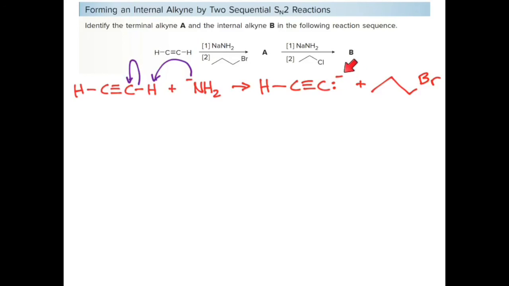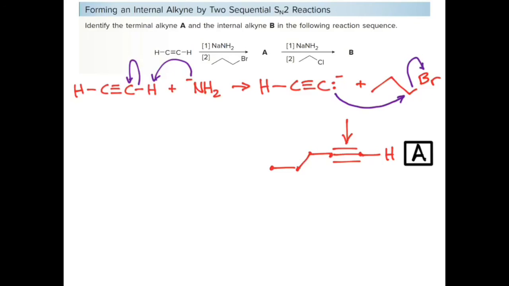And so this acetylide ion will act as a strong nucleophile, attacking this electron-deficient carbon atom that's bonded to the bromine atom. And so this sigma bond breaks, which results in formation of a terminal alkyne labeled A, as shown here.